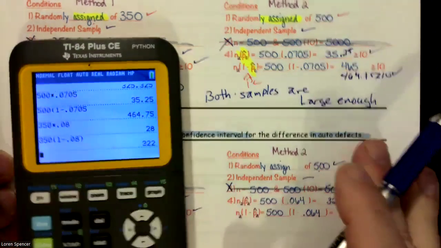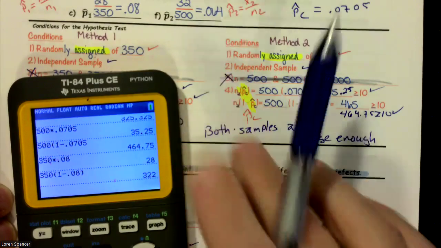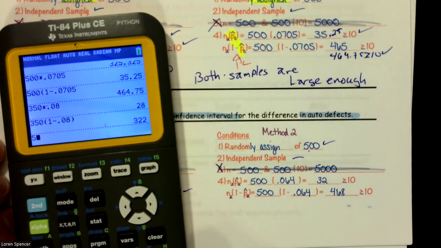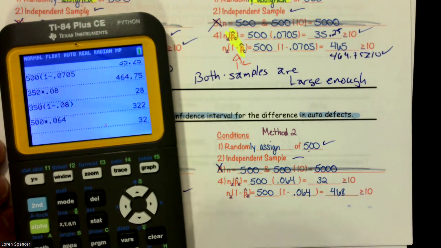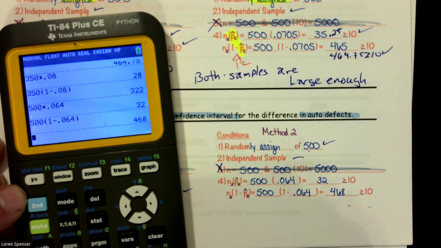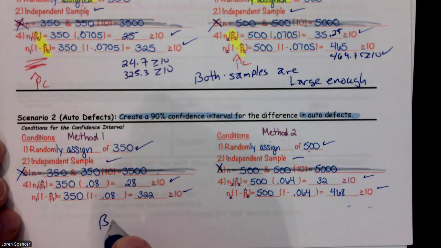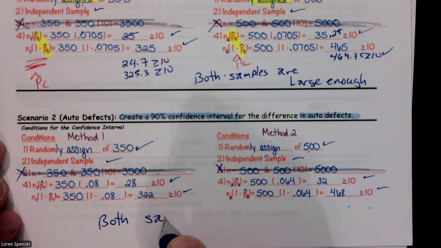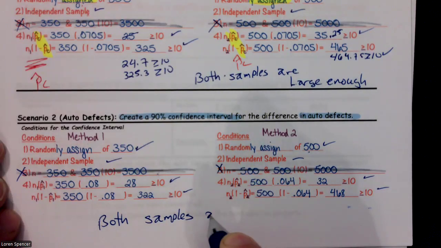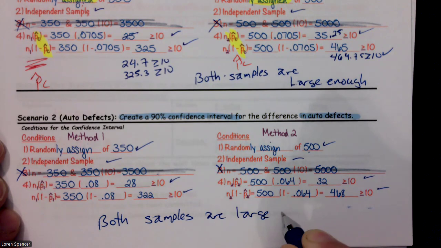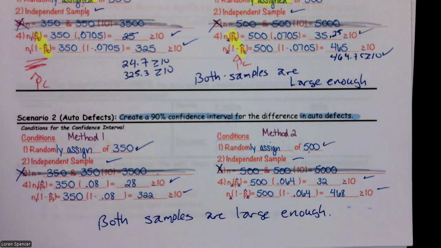Over here, we have p hat 2 as 0.064. So we're going to go 500 times 0.064 and get 32. And then we'll have 500 times parenthesis 1 minus 0.064, and we get 468. So both of those are large enough. So we can say both samples are large enough. And if this was AP Statistics, you say both samples are large enough to use the normal approximation.